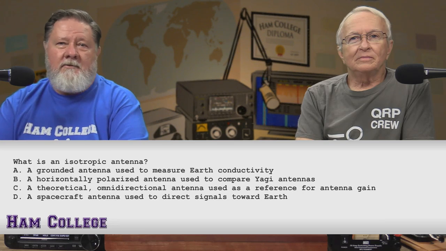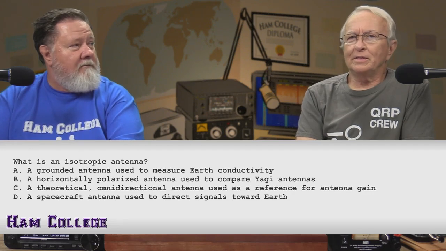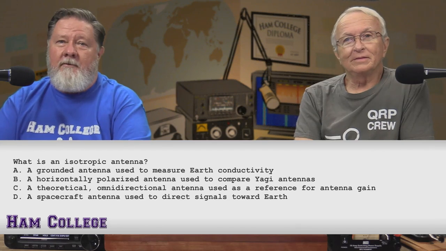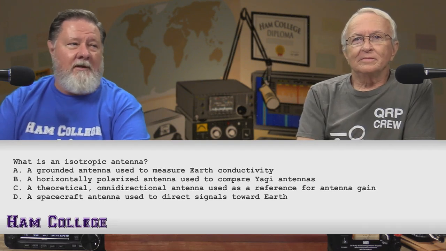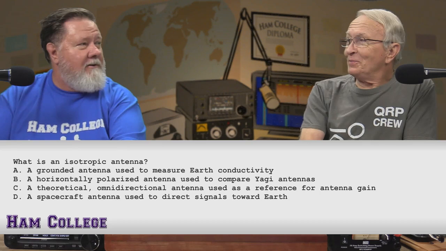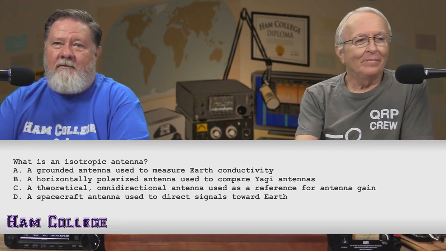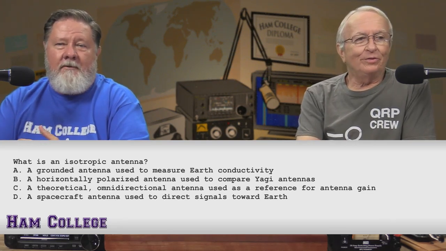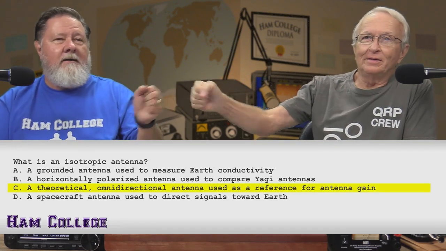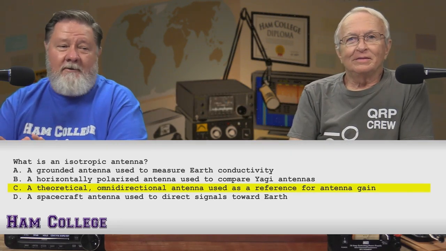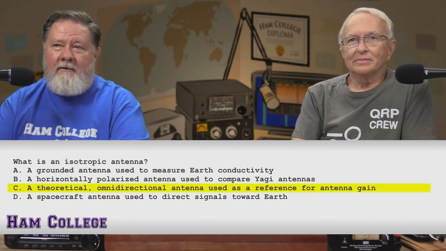I'd like to think D is the most interesting out of those, but I don't think that's the answer. No, but it sounds pretty cool. Okay, but I actually know what this one is, because I'm going to be honest with you, I actually looked up the isotropic antenna. So I know it's C, a theoretical omnidirectional antenna used as a reference for antenna gain. I'm going to agree with you, and everybody over in the chat room does as well. I thought I had an idea what it was, but the rest of the questions I have not studied, so I have no idea.